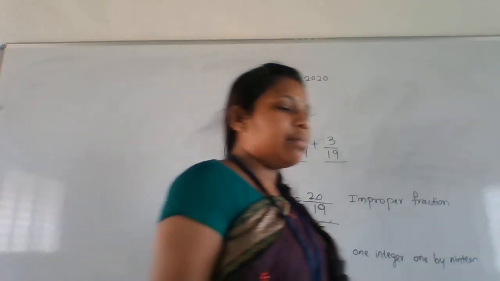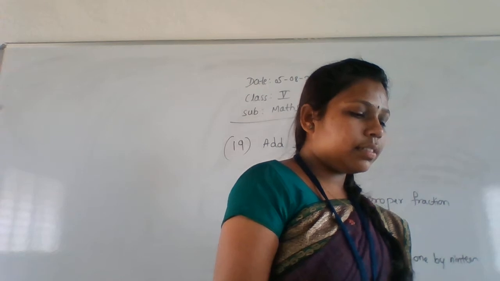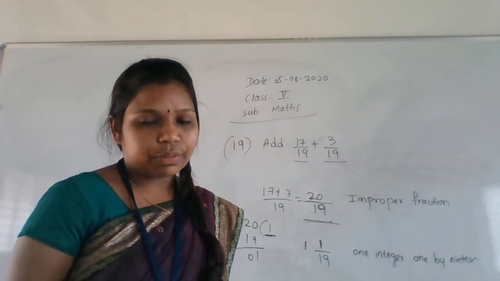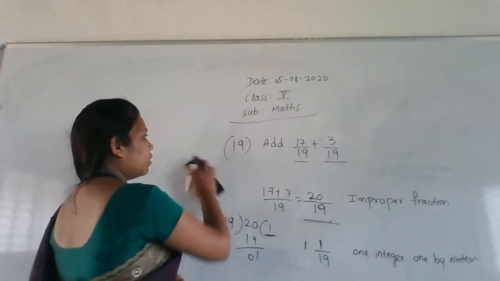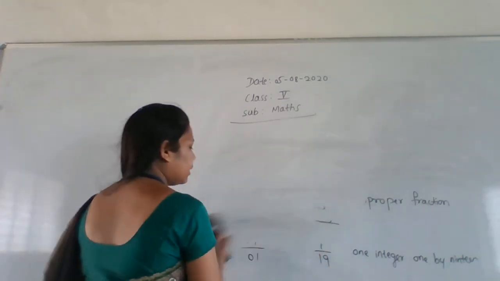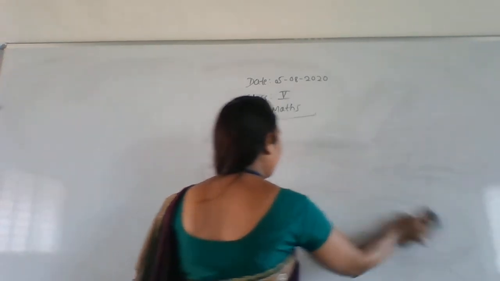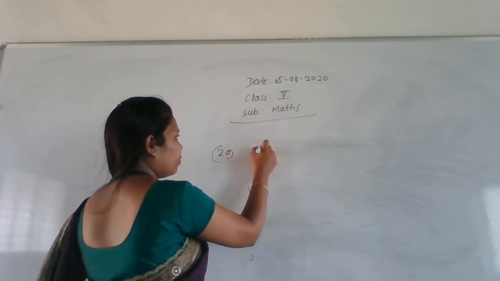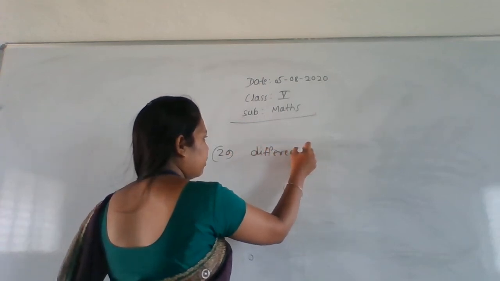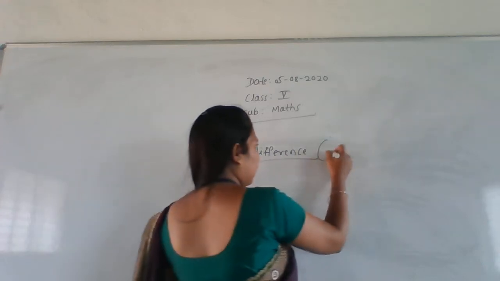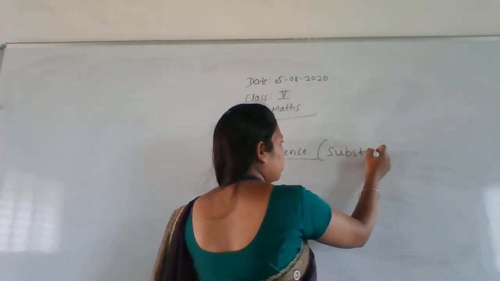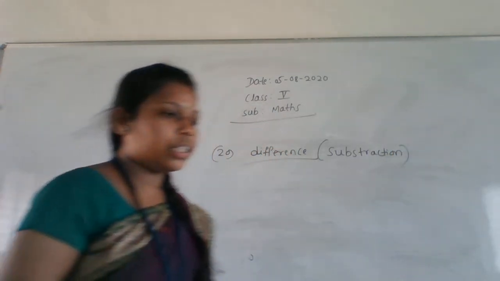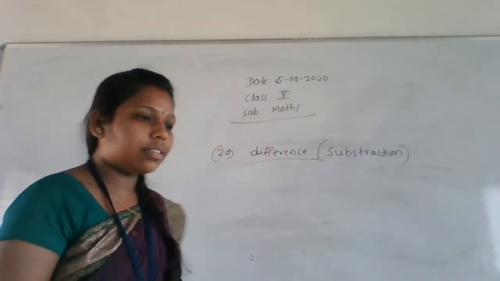Okay, next we'll move to find the difference: 9 by 13 minus 4 by 13. It's very easy. You have to do 9 by 13 minus 4 by 13. Difference is nothing but what? Subtraction. They asked to find the difference, that is nothing but subtraction.